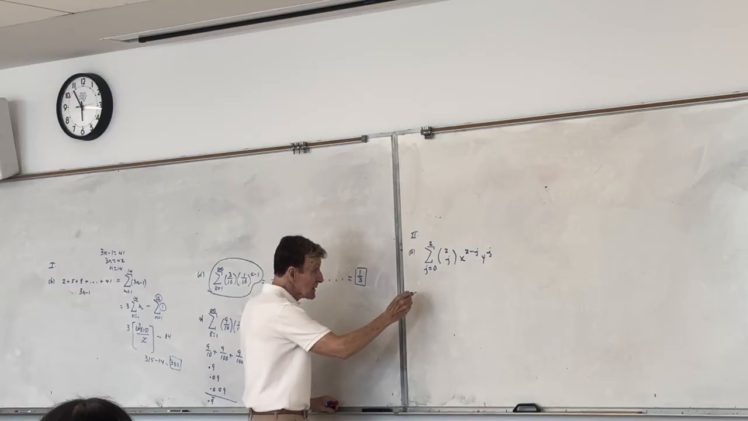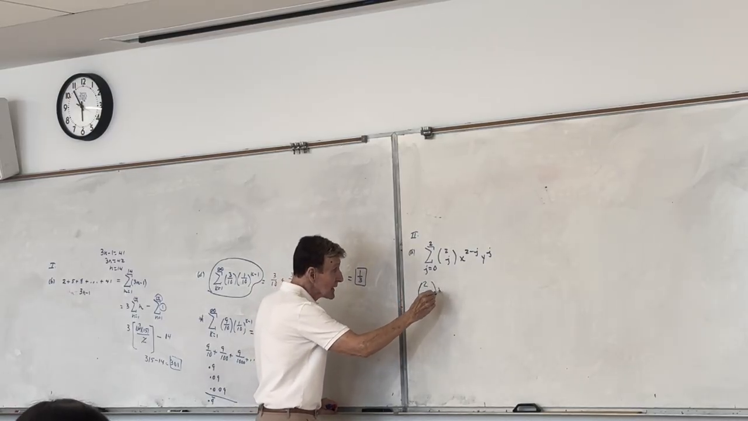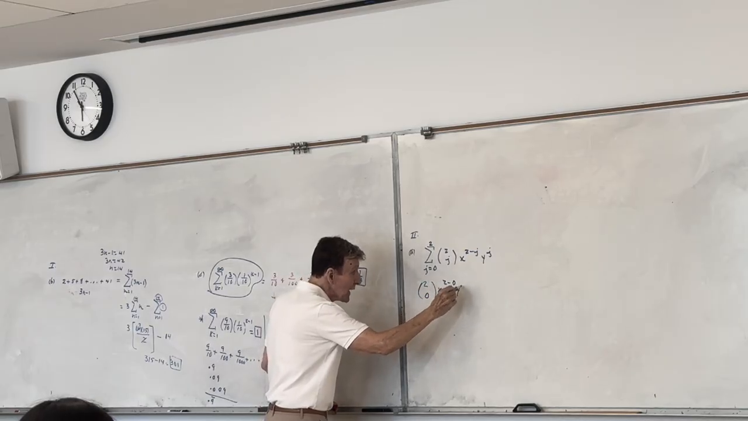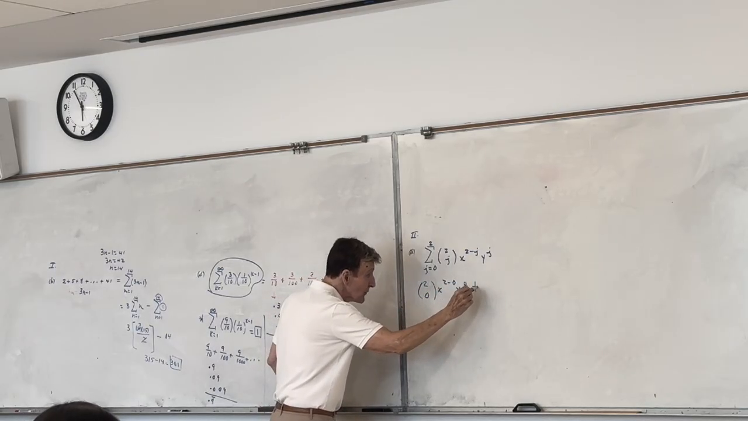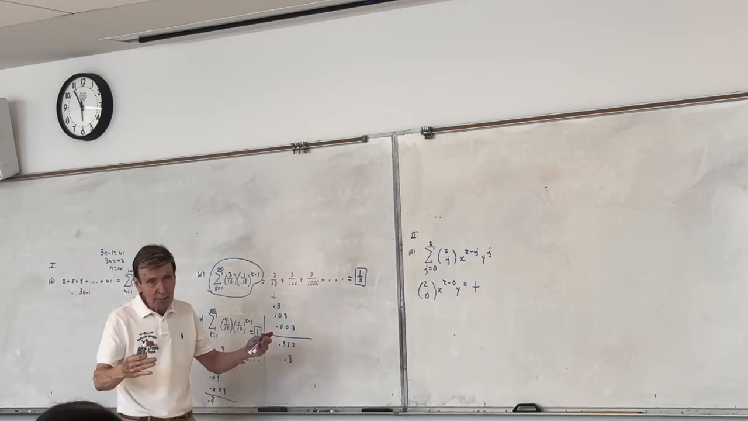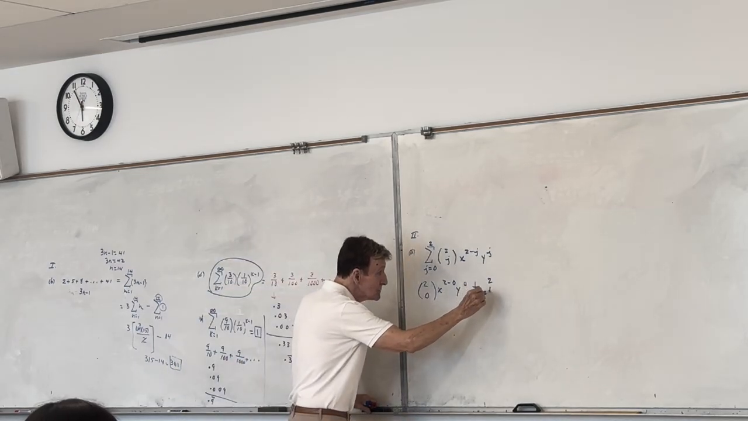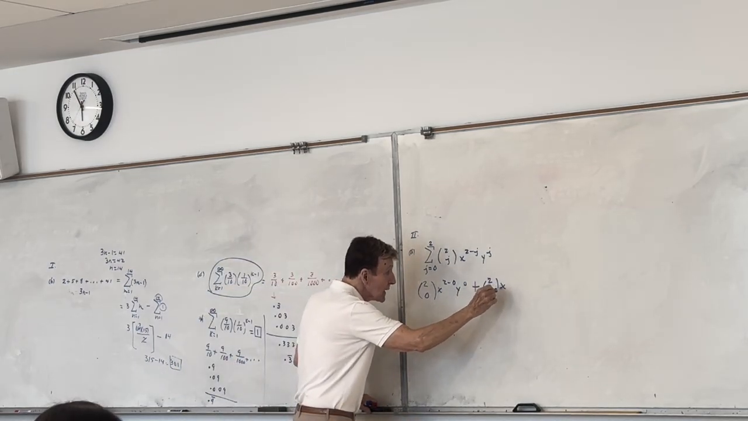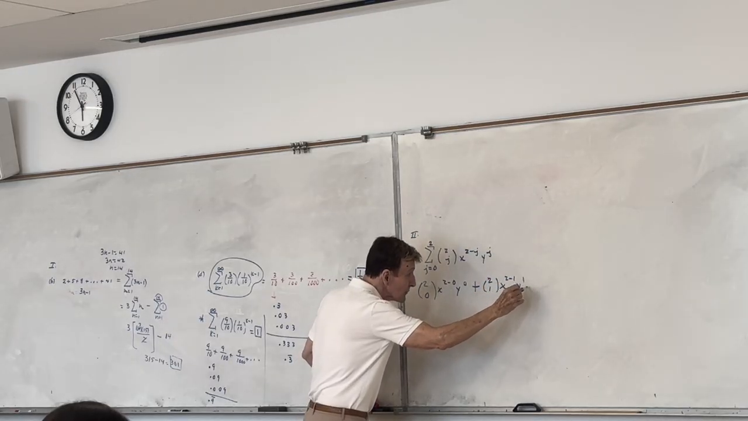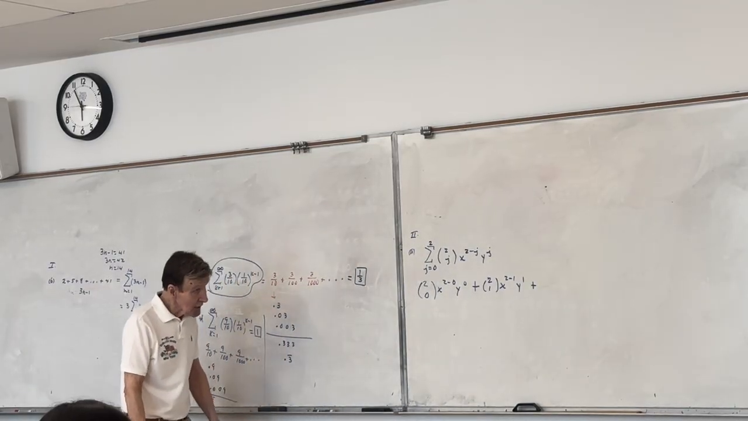First one, replace j by 0: 2 choose 0, x raised to the 2 minus 0, y to the 0. That's my first term. Now let's let j be 1. I've got to build it up to 2. Put a 1 in there: 2 choose 1, x raised to the 2 minus 1, y raised to the first. That's my second term, j being replaced by 1.